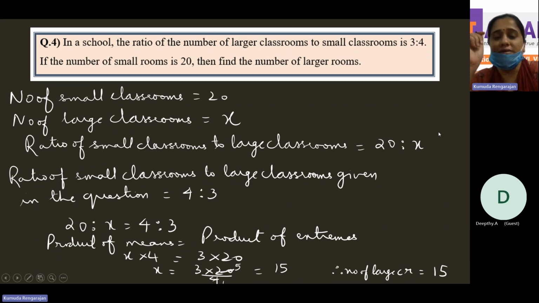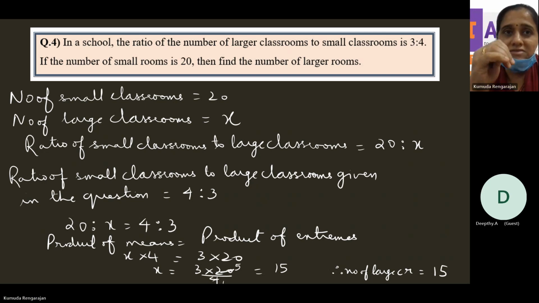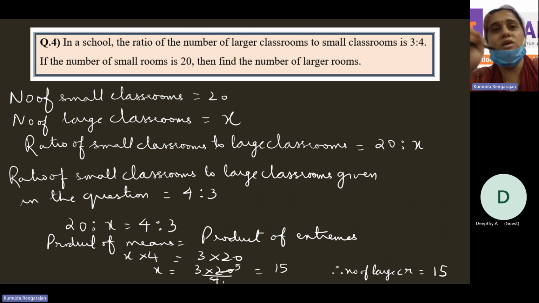Very simple question, very simple answer. Just listen to me carefully. In the school, there are two types of classrooms, small classrooms and large classrooms. How many small classrooms are there? 20. How many large classrooms are there? We don't know, we have to find that. What ratio is given? Large classroom to small classroom is 3:4. So small classroom to large classroom is 4:3. See, if boys to girls is 3:4, girls to boys will be 4:3.